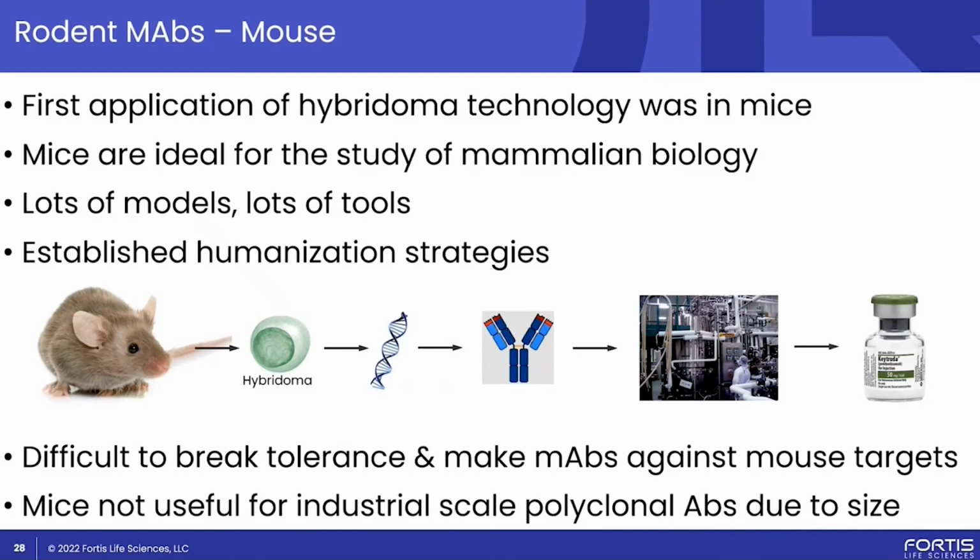From a manufacturing perspective, mice are small, and so they are not a good source for polyclonal antibodies. And so the polyclonal antibody industry really adopted different species, and we'll get to that in a second.